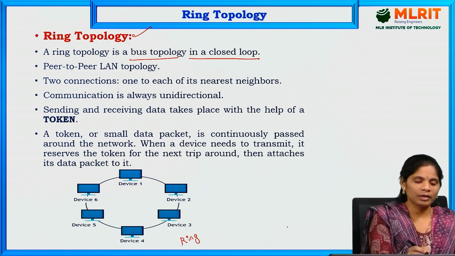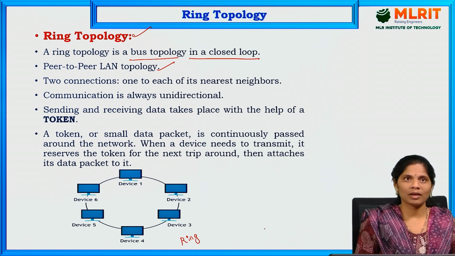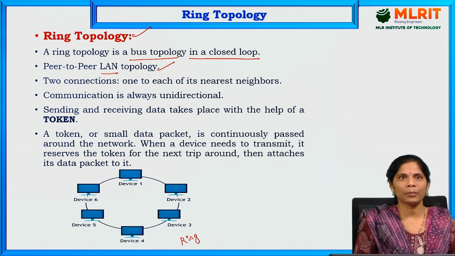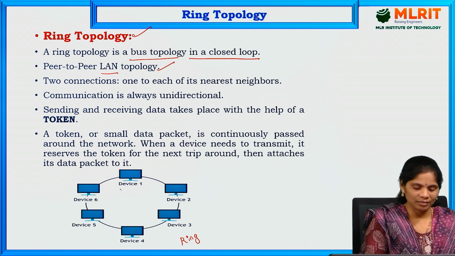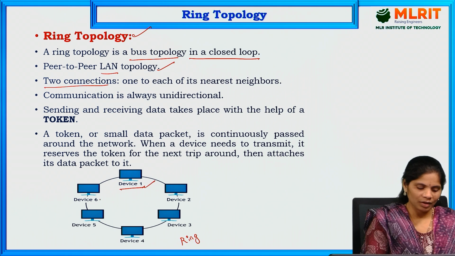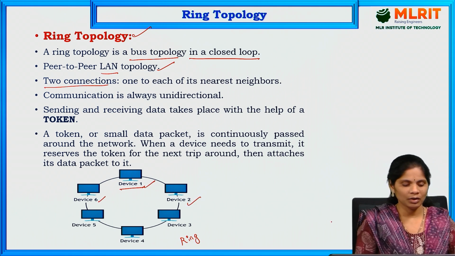Here it is a P2P LAN topology, meaning one device is connected to another device. That is a point-to-point local area network topology. And each device has two connections. So this device 1 is connected with device 6 and device 2. Each device has two connections.